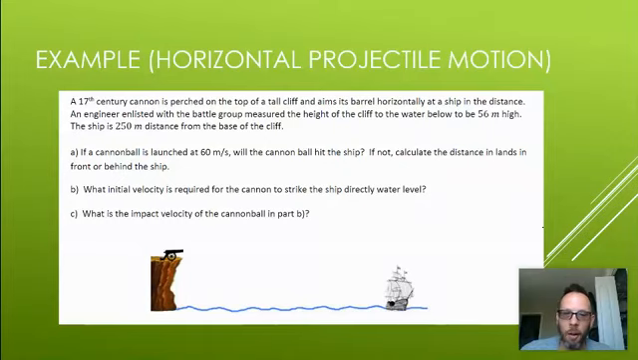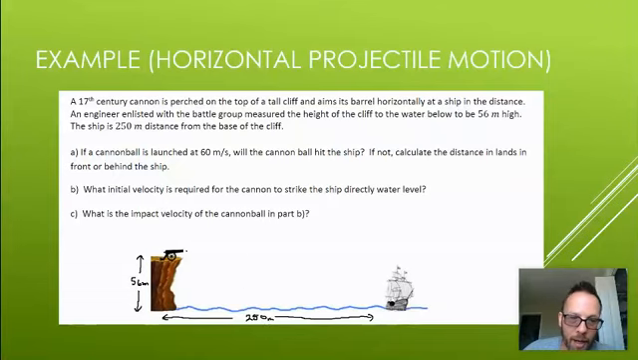So here we have a cannon on top of a tall cliff, and it aims its barrel horizontally at the ship in the distance. We know a few things. The water below is 56 meters down. I'm just going to add a few things to my diagram. I'm not saying that's positive or negative yet. I haven't chosen a sign direction. This is just a physical diagram of the problem. And the ship is 250 meters away from the cliff.